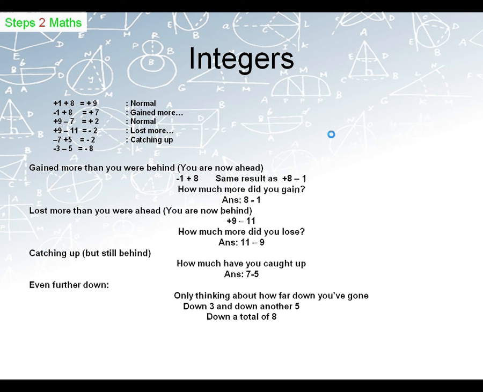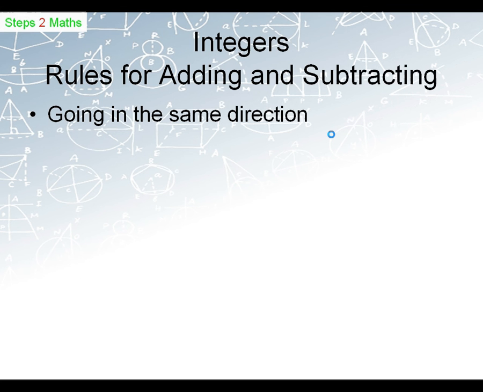And the final example is where you go even further down. So what you're thinking about is just, I'm down 3 and I go down another 5. So you're only thinking about how far down you've gone. If you go down 3 and down another 5, you're down a total of 8. So you're 8 behind. So let's have a look at the rules for adding and subtracting natural numbers.